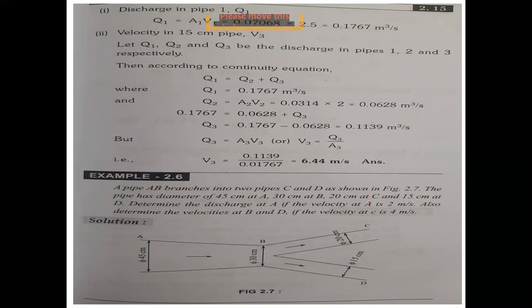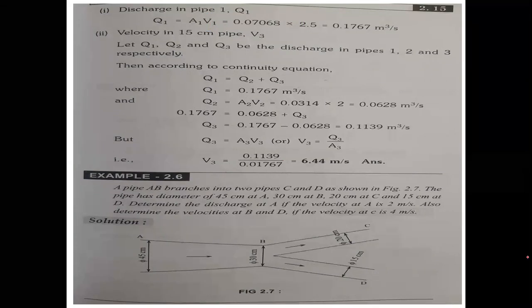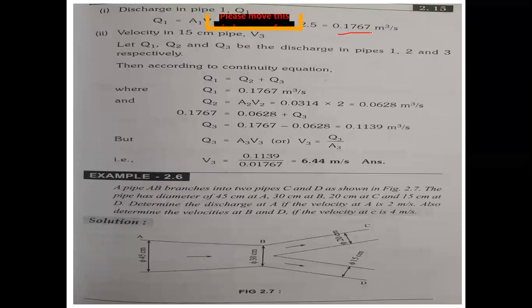Discharge Q is equal to area times velocity. Q is equal to A1 V1. Substitute the values, and we are getting the value 0.1767.